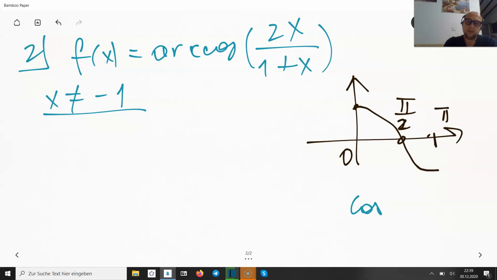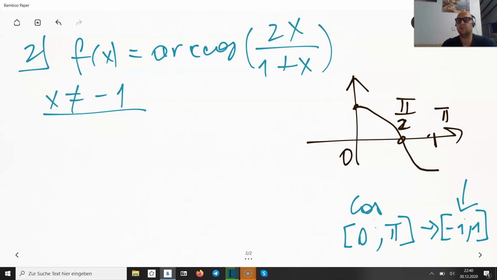What does the cosine function do? We're taking values from 0 to pi, and we are mapping them into the interval from -1 to 1. So that means our function, arcus cosine, the inverse function of the cosine, is only defined on this interval. So we're not allowed to be less than -1, and we're not allowed to be bigger than 1.